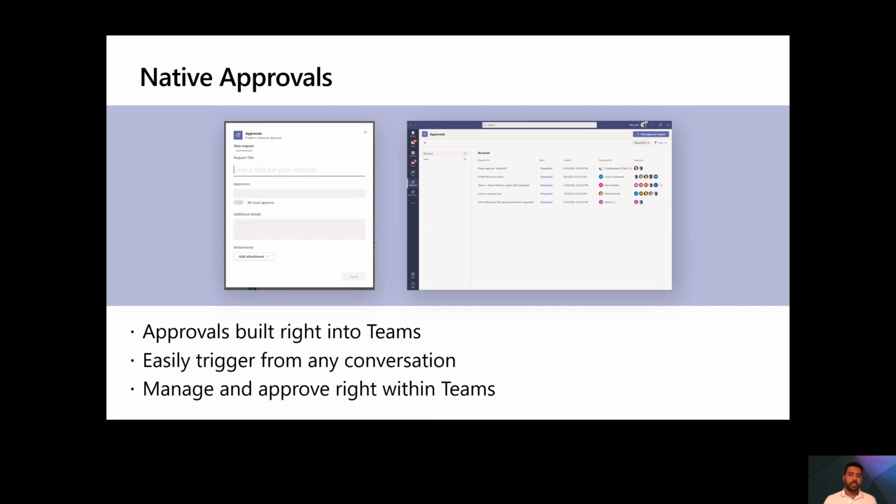So this can be in a one-on-one chat message. It can be within channels. You can specify who the approval is meant for. You can even add attachments and so on.